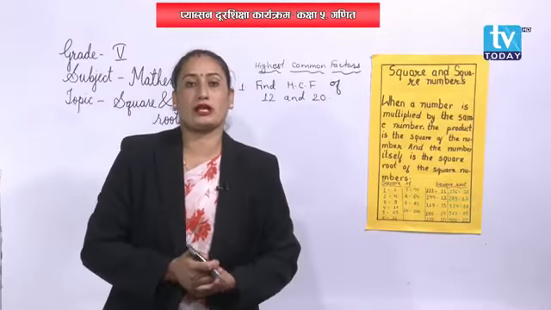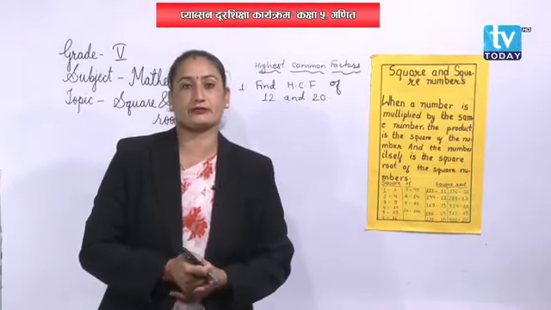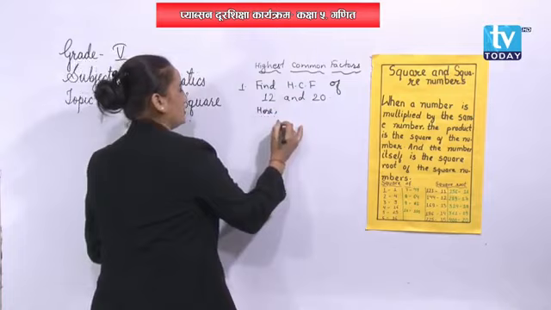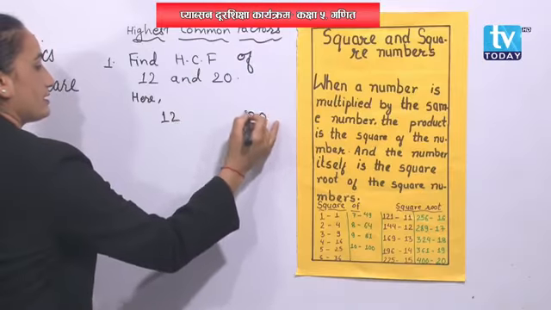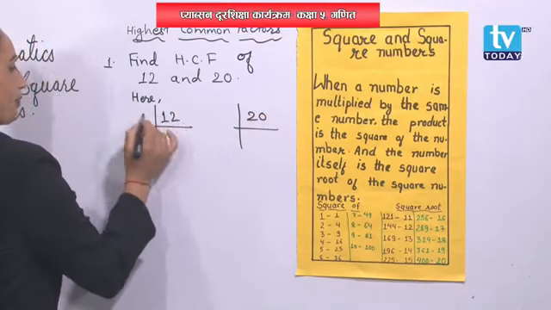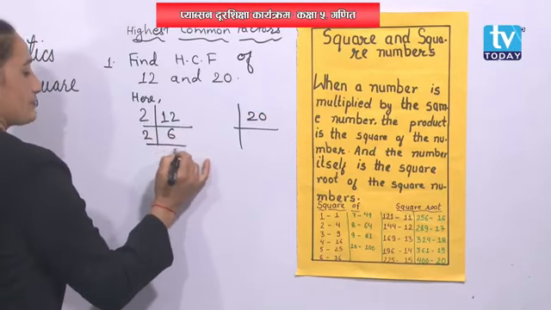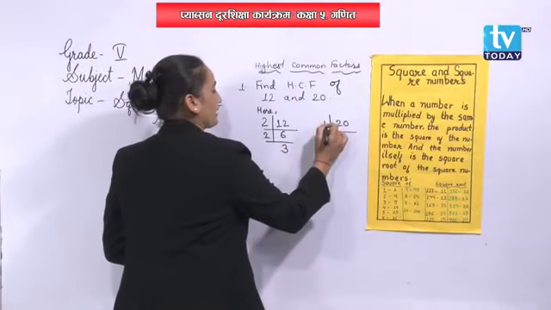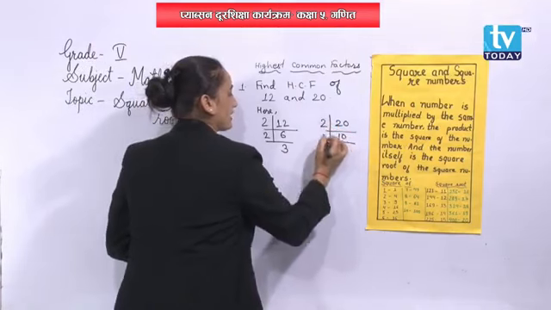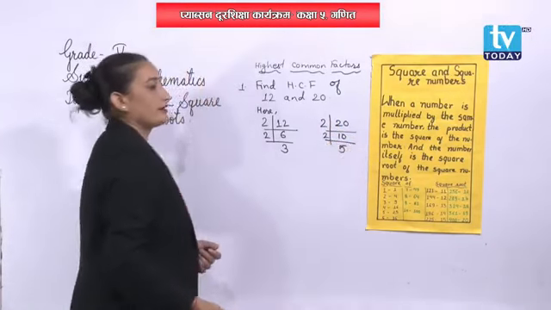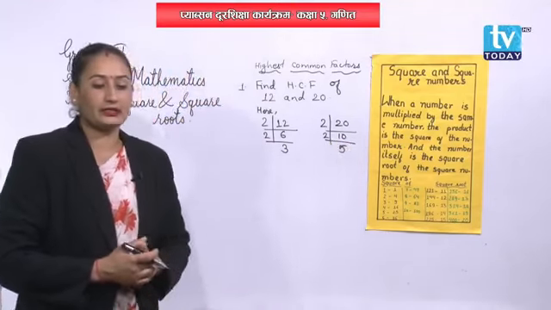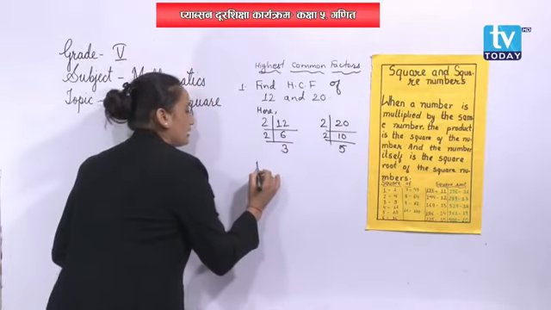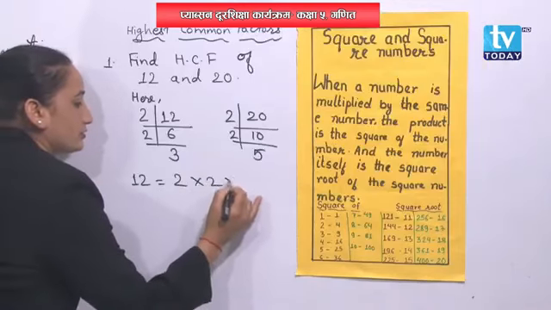Let's divide 12 and 20 separately through the division method. Okay, ready? So let's divide it here. 12 and 20 should be divided separately. So 2 times 6, 2 times 3 is 6, right? Same like that, here also we can go on. 2 times 10 is 20 and 2 times 5 is 10. Now, let's write the numbers of this factor. So, 12 equals 2 into 2 into 3.